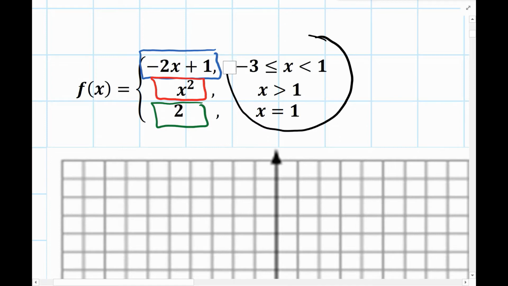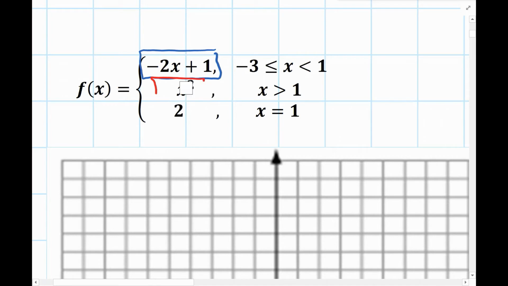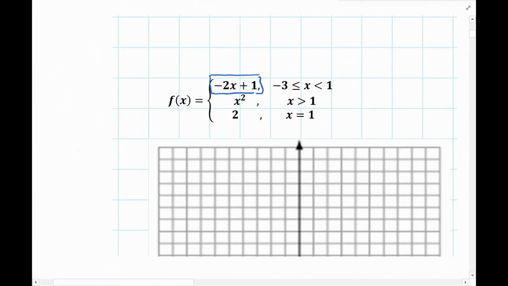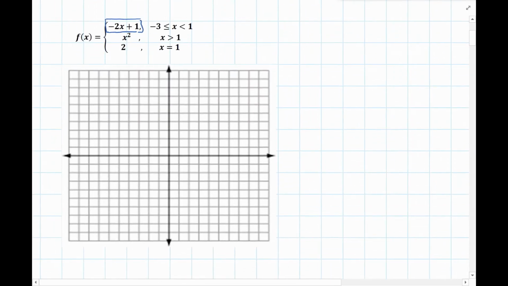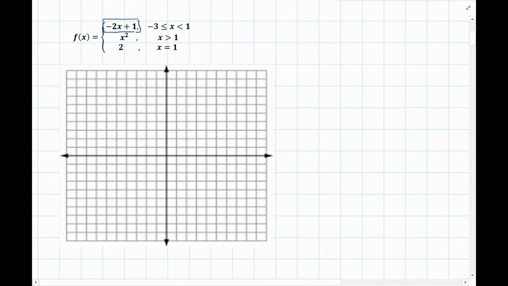So let me erase this. And my suggestion to you is to look at this one at a time. I'm actually going to erase this also. So let's look at this first equation. Let's look at the one in blue. Let's make this all about blue. So blue, negative 2x plus 1. So what I'm going to do is I'm going to go to the side of my paper and just focus on negative 2x plus 1 and graphing that on my xy plane.